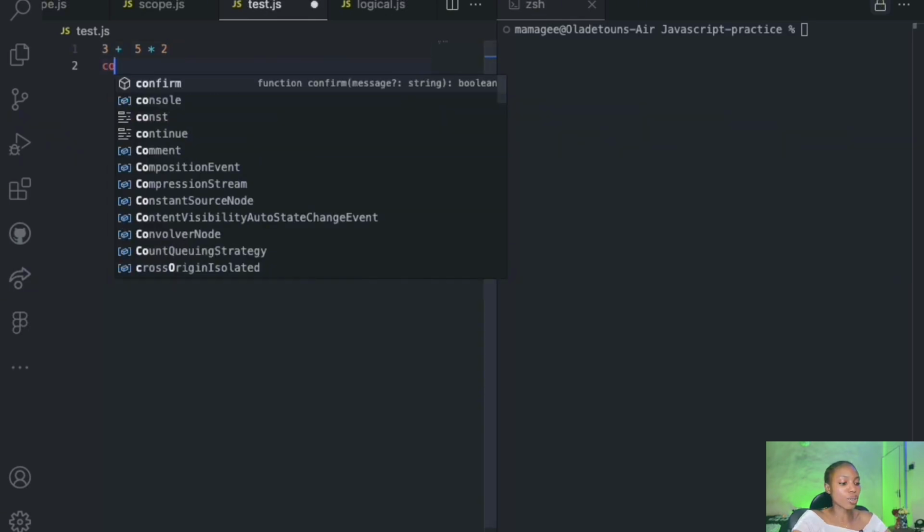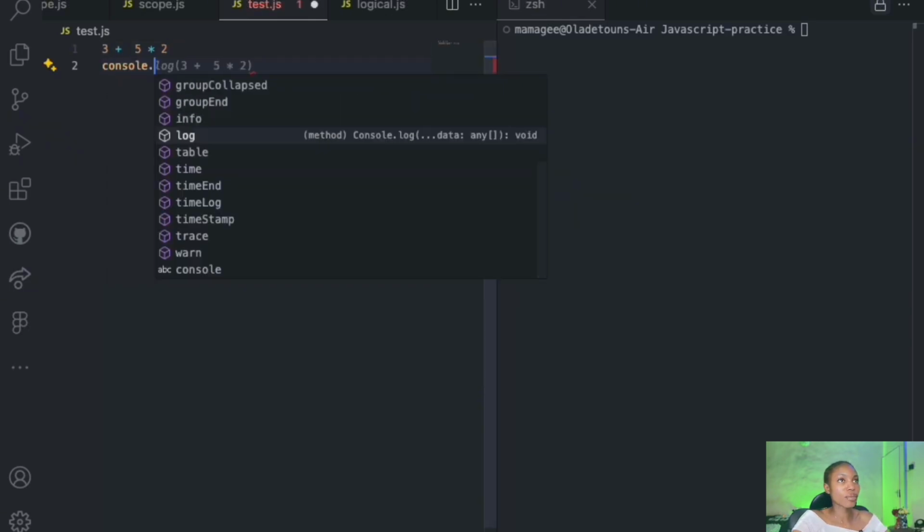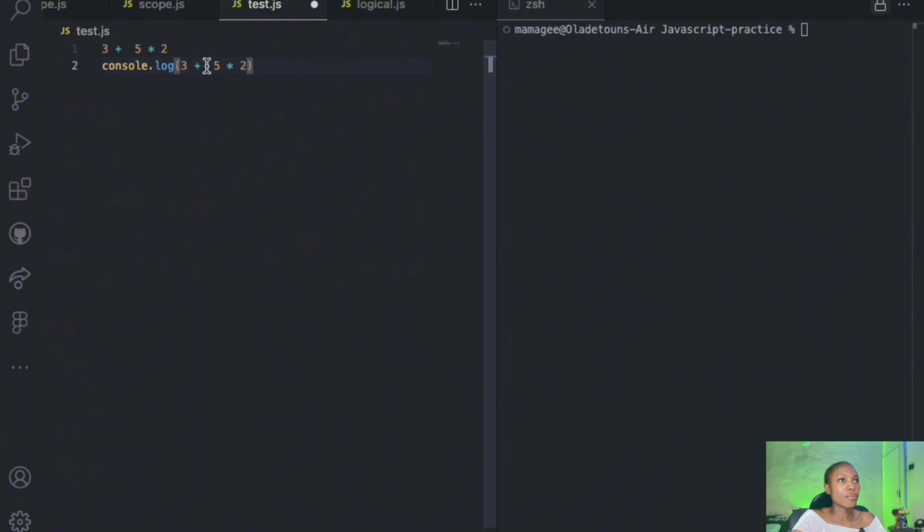If I console log this, 5 times 2 first will be 10, then 3 plus 10 will give us 13. So this will give us 13. It wouldn't go the other way. It wouldn't say 3 plus 5 first, because if it did, that's 8, and 8 times 2 is 16. So we will not be getting 16, we'll be getting 13. Let's run this in node. All right, we got 13 because 5 times 2 was executed first before the addition operator.